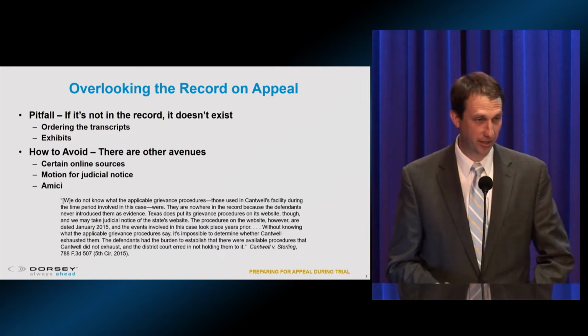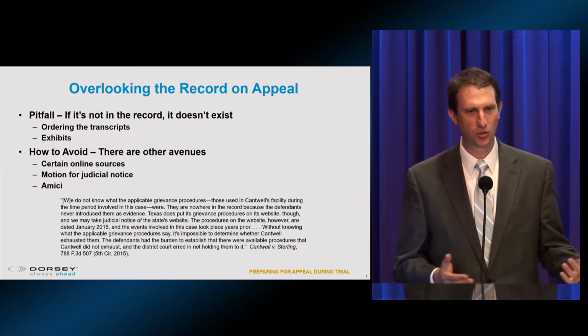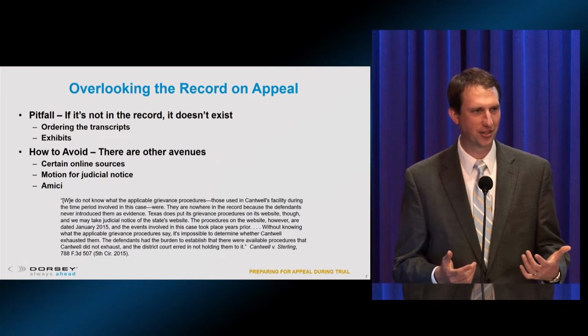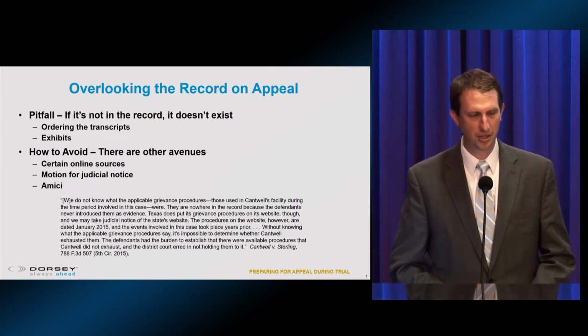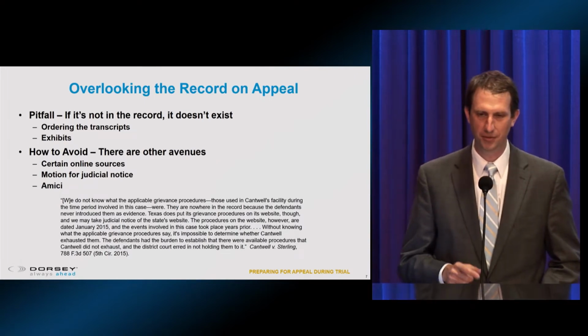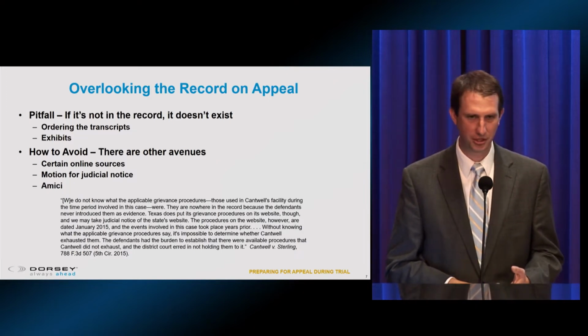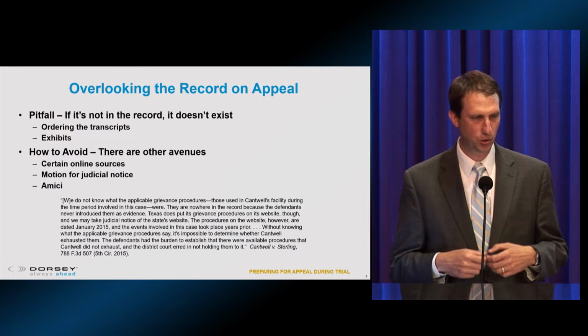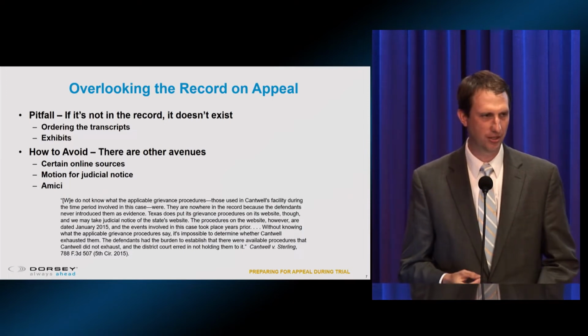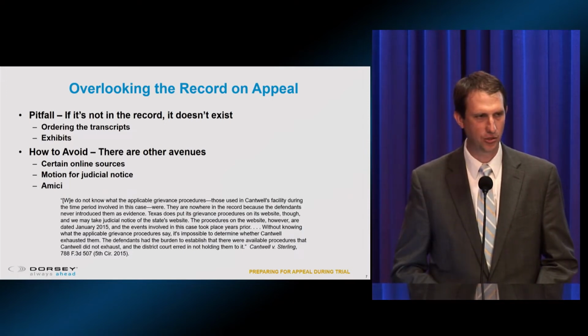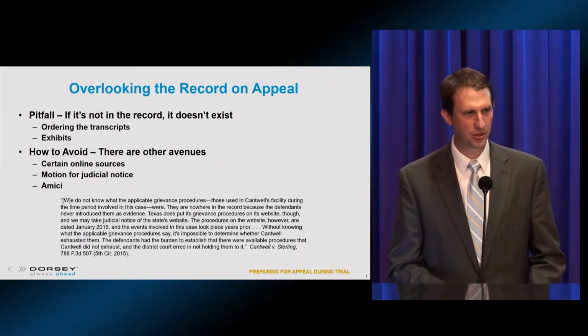One is the ordering of the transcripts. If you've gone through a trial, it's probably going to be a no-brainer that you should order all those transcripts. But if the issue that you're going to be raising before the Court of Appeals is one that involves an abuse of discretion standard of review, if there was any sort of hearing on the motion that you're objecting to, it's critical that you order that transcript.